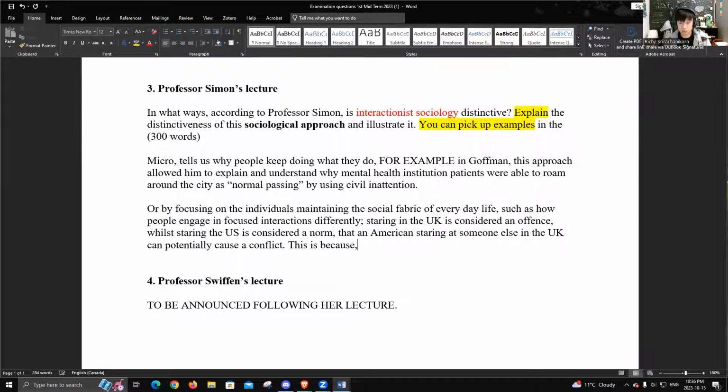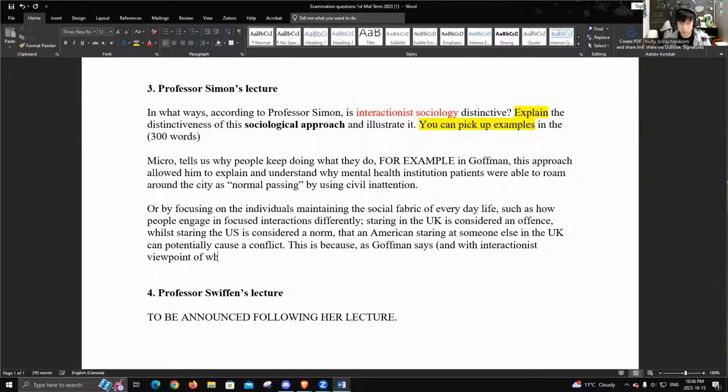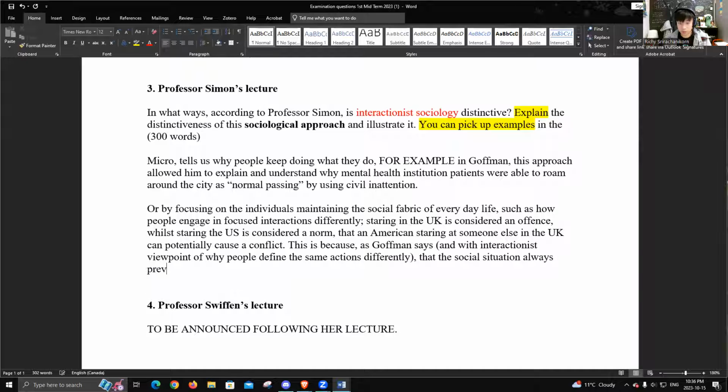This is because, as Goffman says, with interactionist viewpoint, people define, let's say, actions differently, that the social situation always prevail, regardless of the method that is used to make encounter. So it doesn't have to be that precise, and it can be if you practice at home.